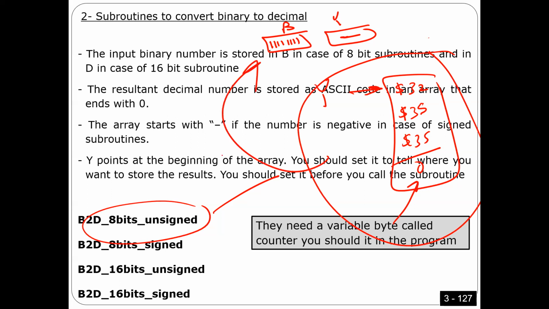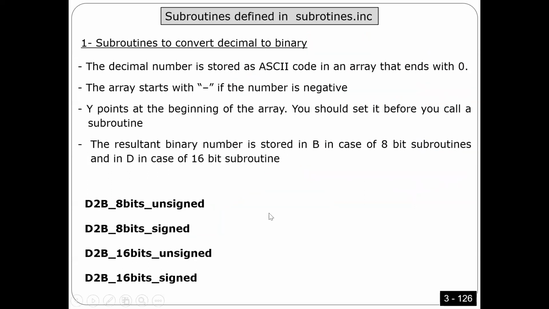Okay, this one here. Here the decimal number is stored as ASCII code in an array, and this array has to end with 0, right? Just give me the beginning of the array, and then I'm going to convert until I find 0. You don't need to give me how many elements are in the array, okay? Just give me the beginning and put the delimiter 0, okay? So for example, you have here 32, 35, 35, 0, okay?